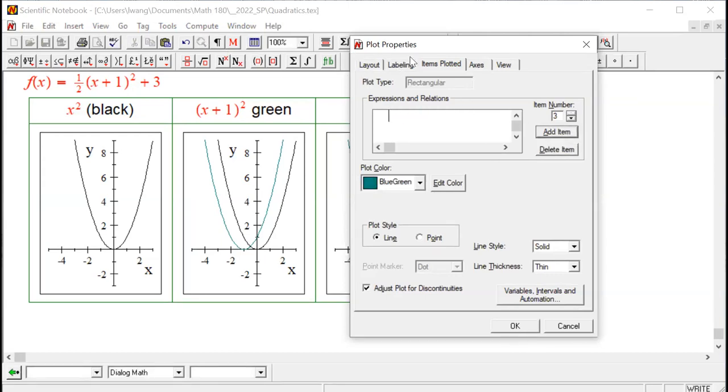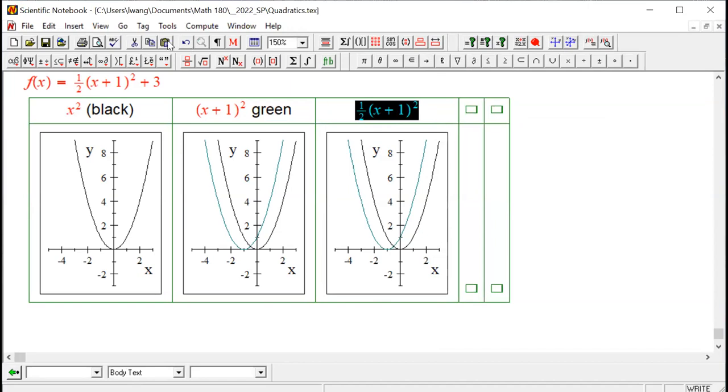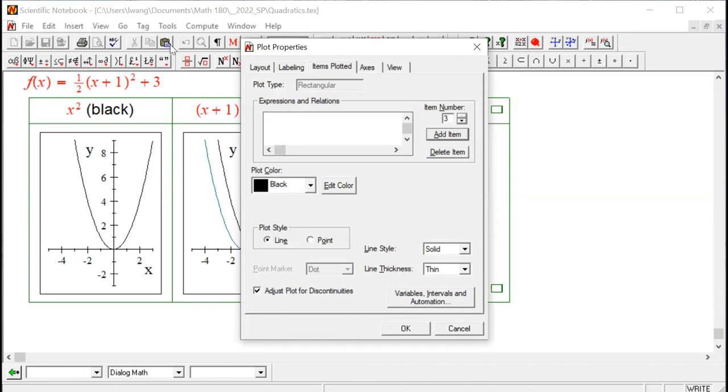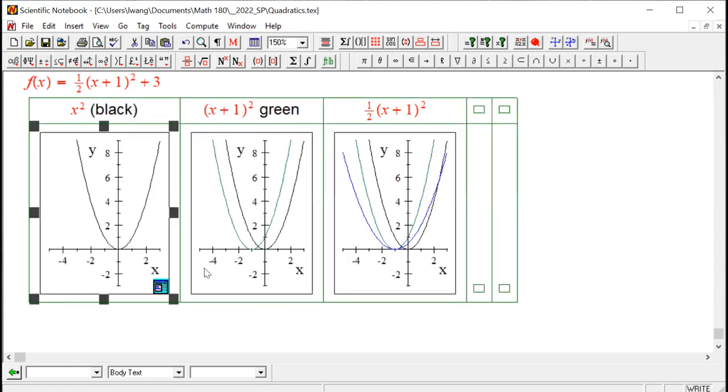Okay, I'm going to add it. Let me just copy this and make it much easier for me to plot it. Okay, so this color, we're going to use blue. There. Okay, so this is the blue. The blue is wider, right?